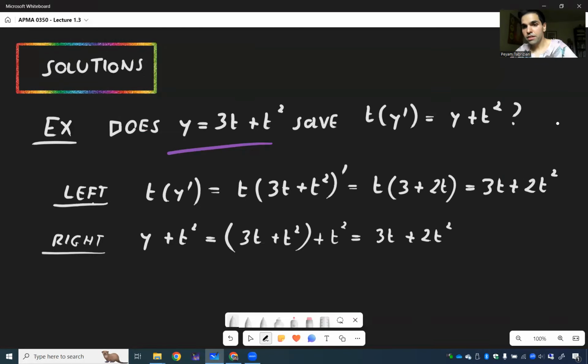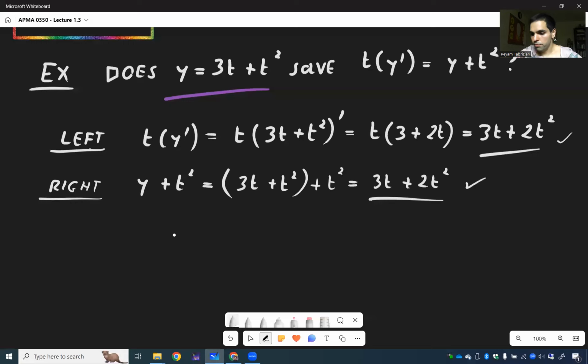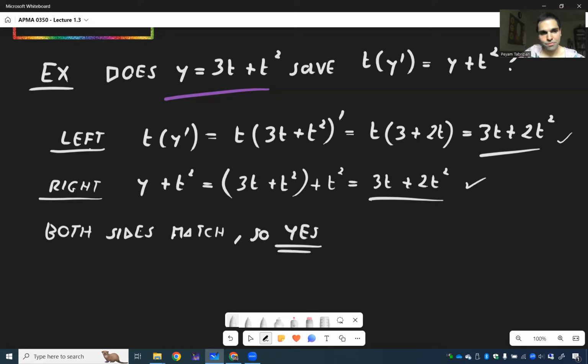And in fact, see, both sides match. And that's why we say that 3t plus t squared is a solution of the ODE. So both sides match. So yes, that works. But now, or maybe now, let's do the following. So let's check.